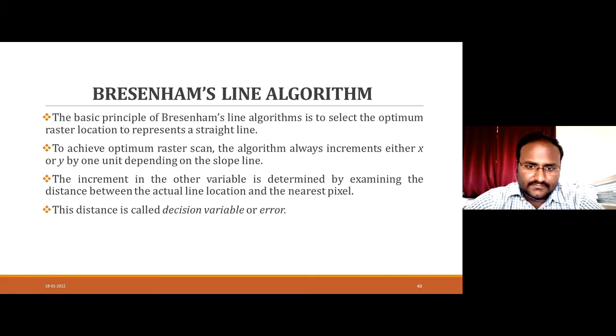Okay. So the Bresenham algorithm is to optimize the raster location to the representation of a straight line. It will be useful to achieve the optimum raster scan. The algorithm always increments either the x or y coordinate units depending on the slope of the line. The increment in the other variable is determined by examining the distance between the actual line location and the nearest pixel distance. Okay, this is called the Bresenham line algorithm.